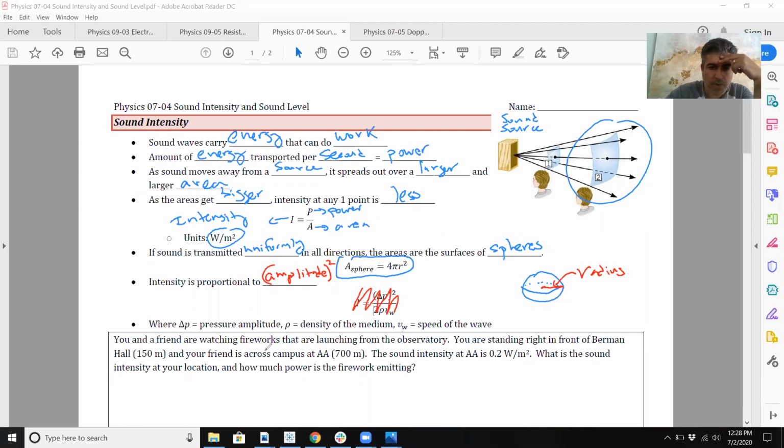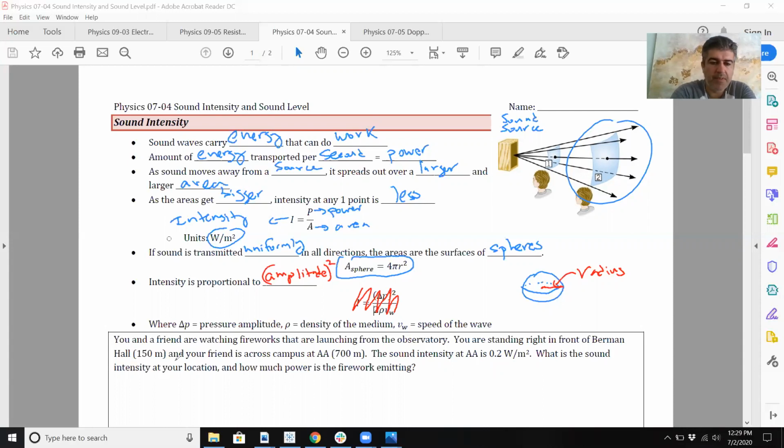So you and your friend are watching fireworks that are launching from the observatory. You are standing right in front of Berman Hall, 150 meters, and your friend's across campus, whatever that is, 700 meters. The sound intensity at that point is 0.2 watts per meter squared. What is the sound intensity at your location? How much power is a firework emitting?